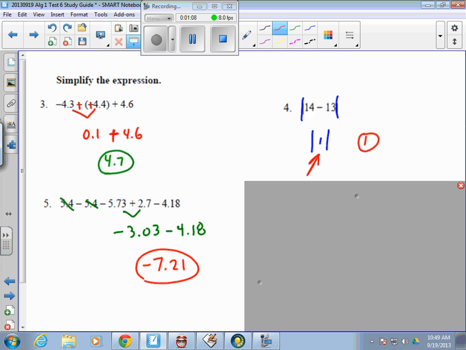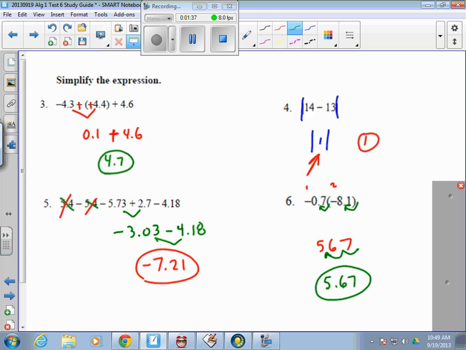5 says 5.4 minus 5.4. Notice that's the same number minus itself. It cancels it out. You can eliminate that part of the problem right away. Minus or negative 5.73 plus 2.7 minus 4.18. When you put those two together, negative 5.73 plus 2.7, you get negative 3.03. And when you combine those two, minus 4.18, you get negative 7.21.